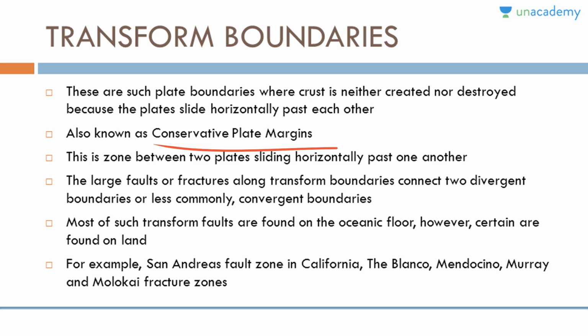This is zone between two plates sliding horizontally past one another, and the large faults or fractures along transform boundaries connect two divergent boundaries, or less commonly convergent boundaries also. Most of such transform faults are found on oceanic floor, however certain are found on the land. For example, San Andreas Fault Zone in California, the Blanco, Mendocino, Murray and Molokai fracture zones. These are the examples of transform boundaries.